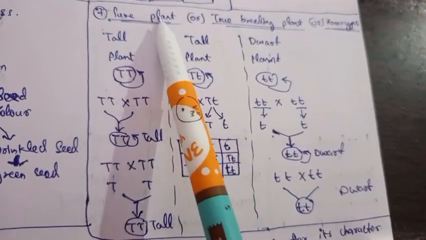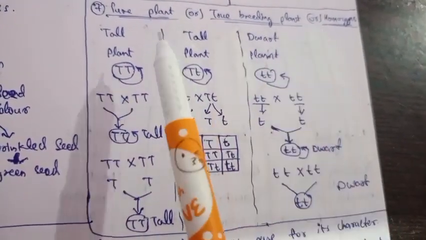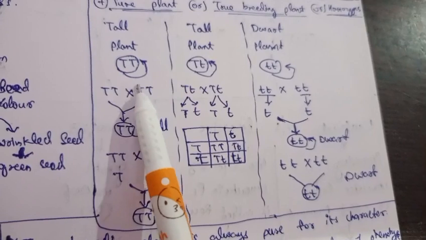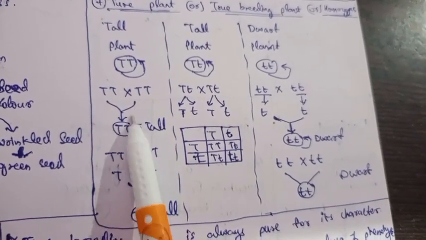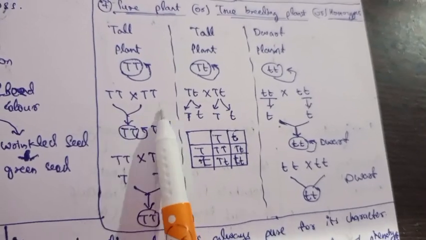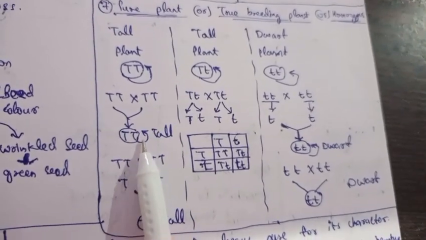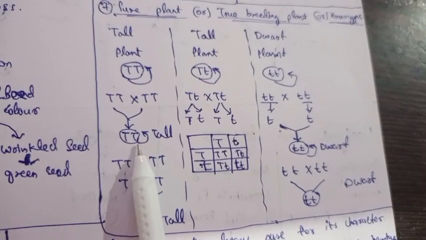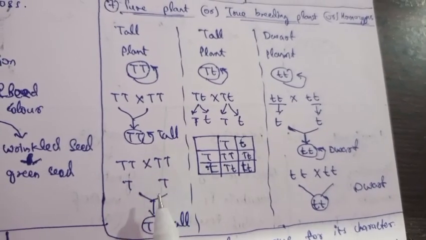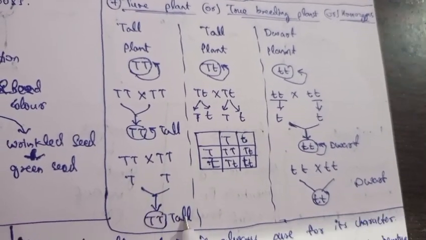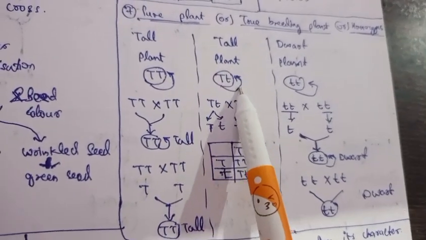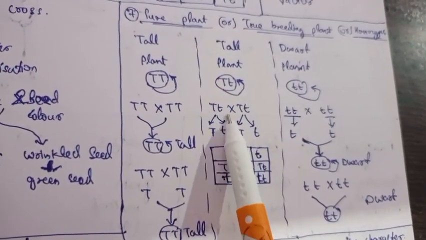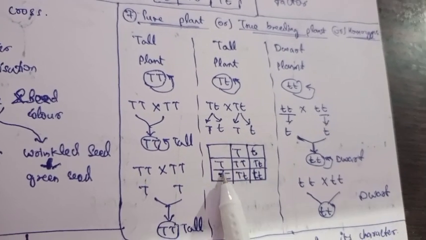Let's understand a pure plant, or true breeding plant, or homozygous. Tall plant, when self-pollinated, capital T into capital T, homozygous tall into homozygous tall, capital T is formed. Capital T when self-pollinated again forms capital T. Heterozygous tall plant when self-pollinated forms capital T small t.